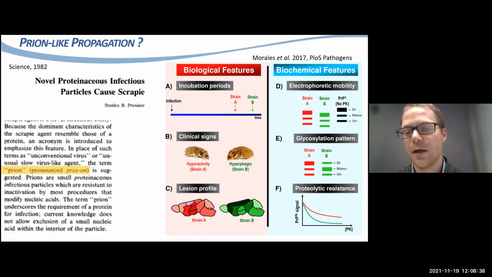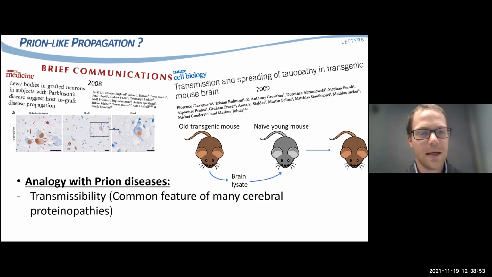So they are defined by structural differences, but also by a whole bunch of biochemical characterization. I'm going to touch base on some of them that we perform for tau. So basically, people were trying to understand if other diseases of the brain were similar to prion in some way.